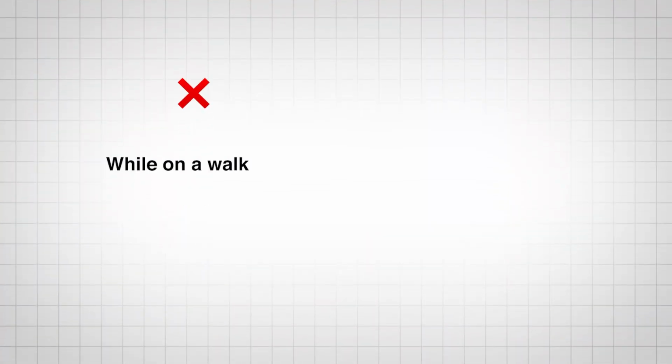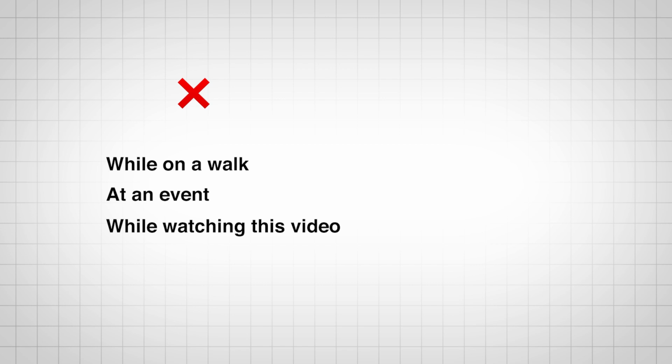Some bad examples of dead time are when you're on a walk, you actually don't want to be on your phone because you want to enjoy the walk and enjoy nature. Or if you're at an event, you want to be out there socializing instead of being on your phone. And while you're watching this video, because you're just training your brain to be overstimulated at this point, so please put your phone down. Unless you're watching this on a phone, then pay attention.